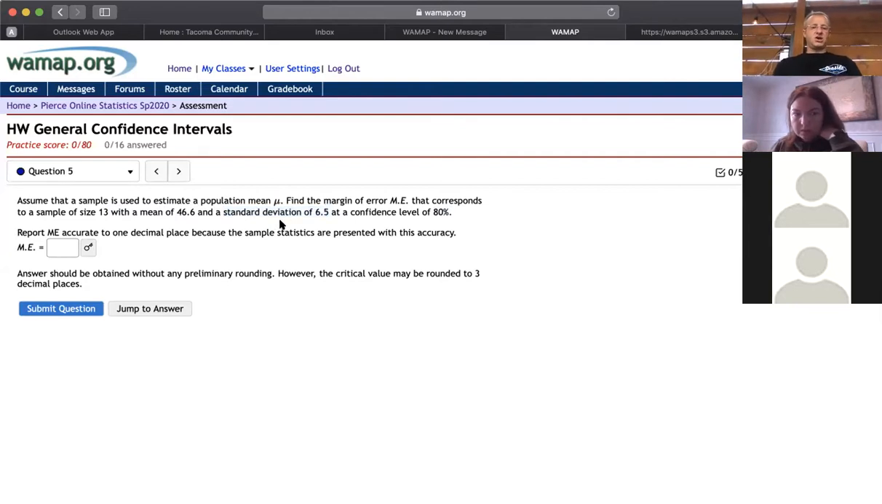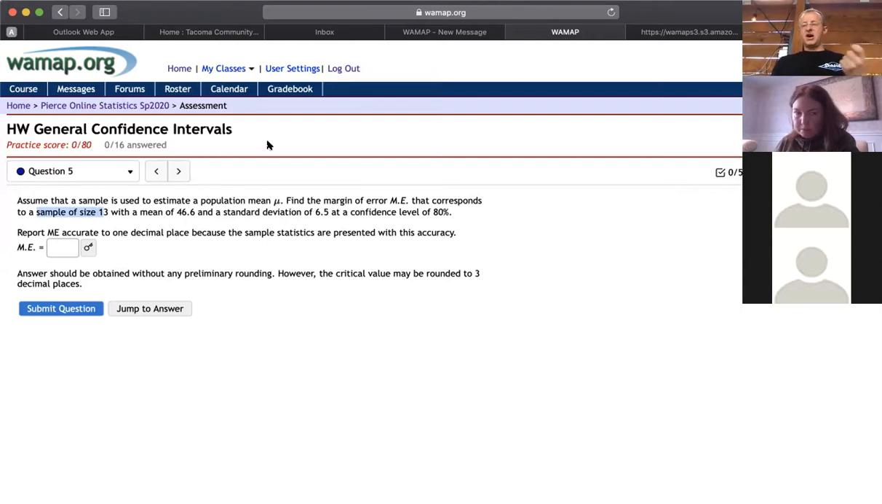And here we know this is my standard deviation, right? 6.5, but it doesn't directly tell us, is this an S or a sigma? Is this a sample standard deviation or is it a population standard deviation? But if we read and look at the context, it says that we took a sample of 13 and we calculated this mean of 46.6 from it and a standard deviation of 6.5. So the standard deviation of 6.5 came from this sample we took of 13.